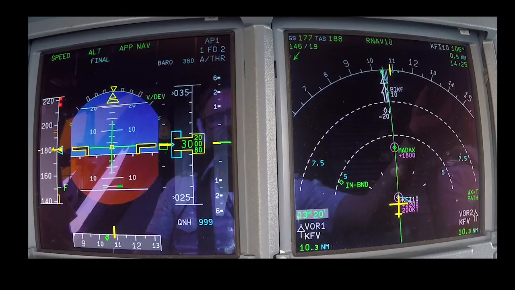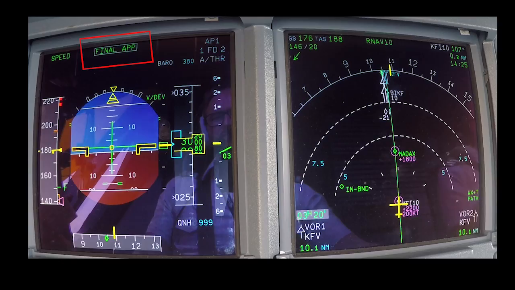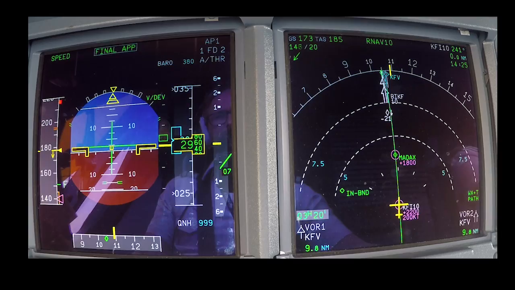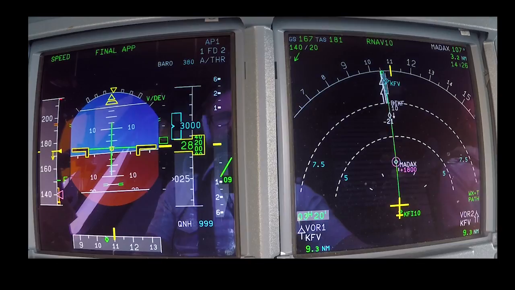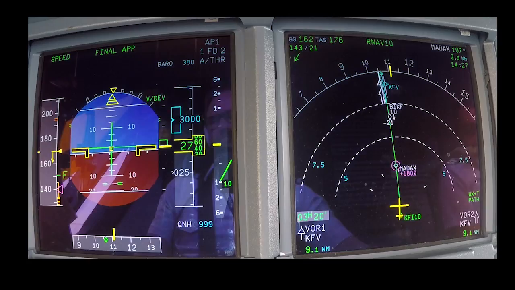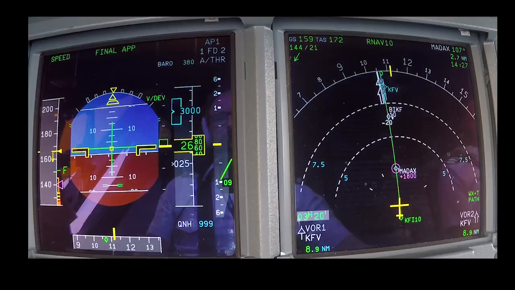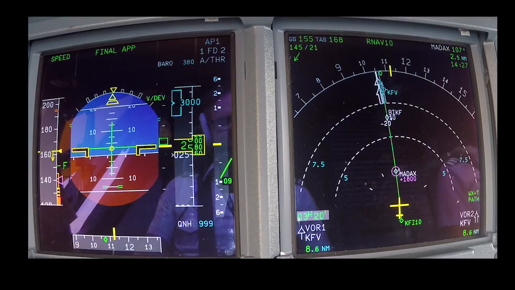Final approach is engaged. And the aircraft descends. 2,500.